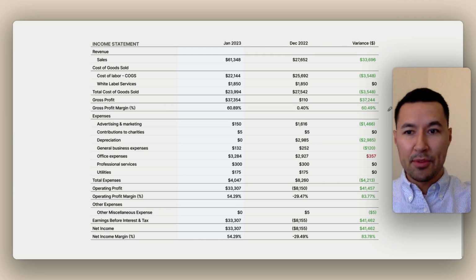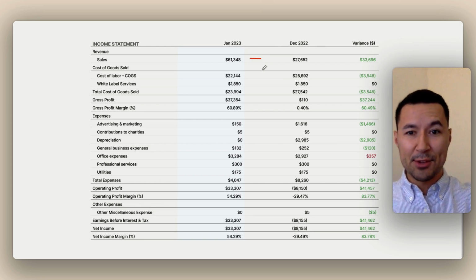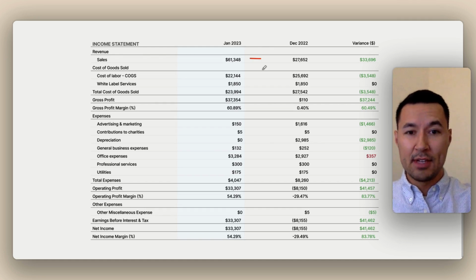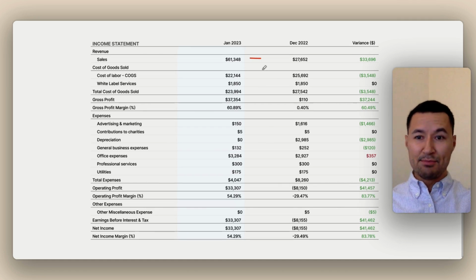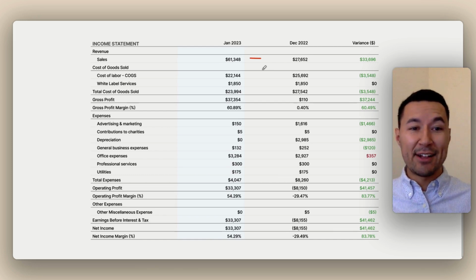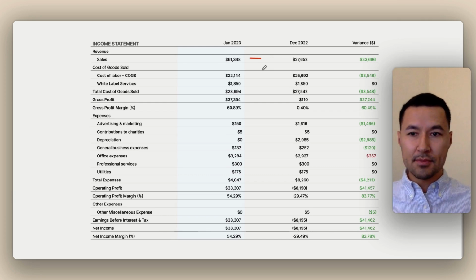So we'll start at the top, right? We've got revenue from general sales. And you can see we did really well in January 2023 versus December 2022. More than doubled our sales, which is impressive. As an accountant, looking at this P&L right off the bat, I can already tell that there's seasonality built into this company, right? And we'll discuss that in a future video, what seasonality can look like for different businesses and how to forecast for seasonality.